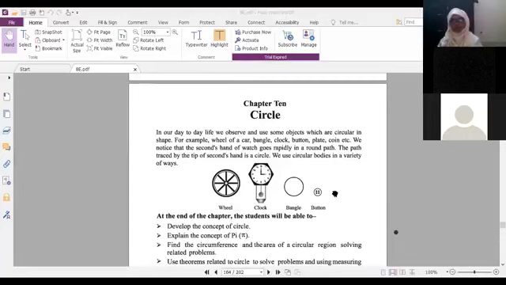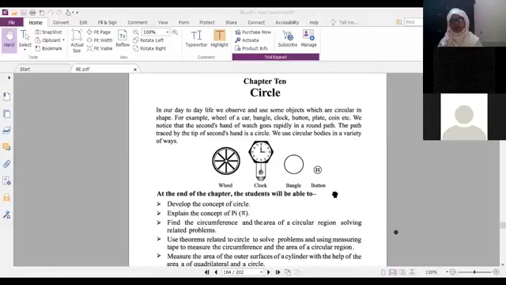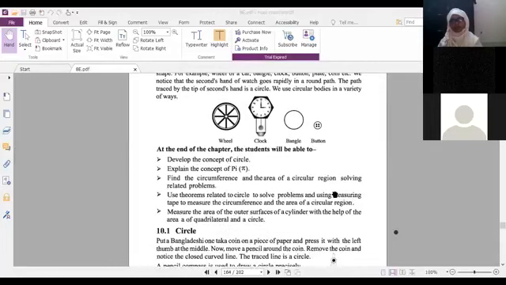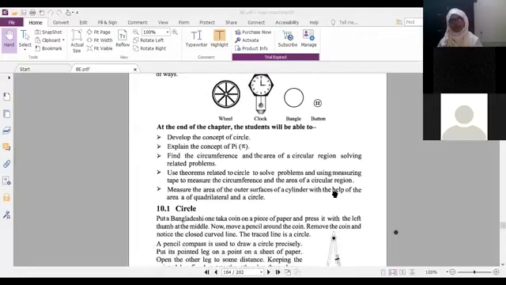At the end of the chapter, you will be able to develop the concept of circle, explain the concept of pi, find the circumference and the area of a circular region, solve related problems, use theorems related to circles to solve problems, and use reasoning to measure the circumference and the area of the circular region.